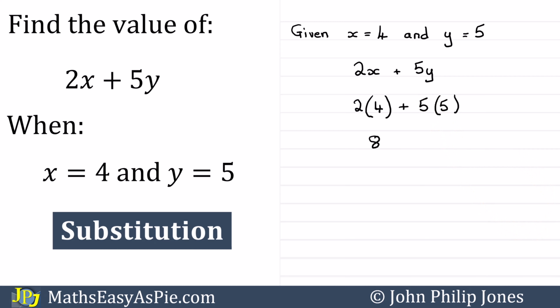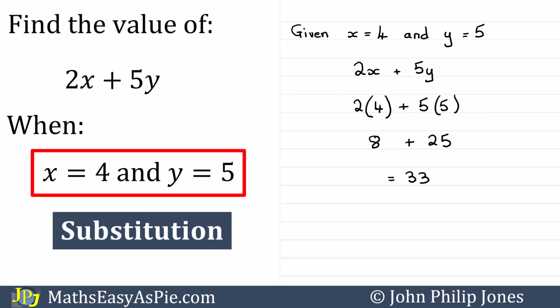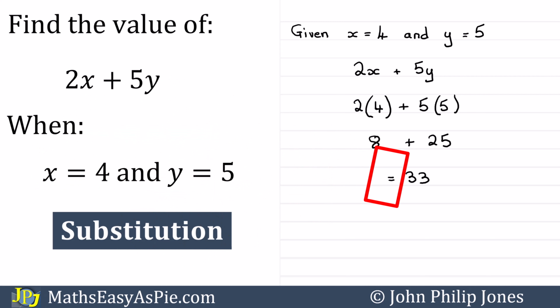Now I can write down 8 here because 2 times 4 gives us 8. Now to this I can add 25 because 5 times 5 gives us 25. 8 plus 25 equals 33. So the value of 2x plus 5y when x is equal to 4 and y is equal to 5 is 33.